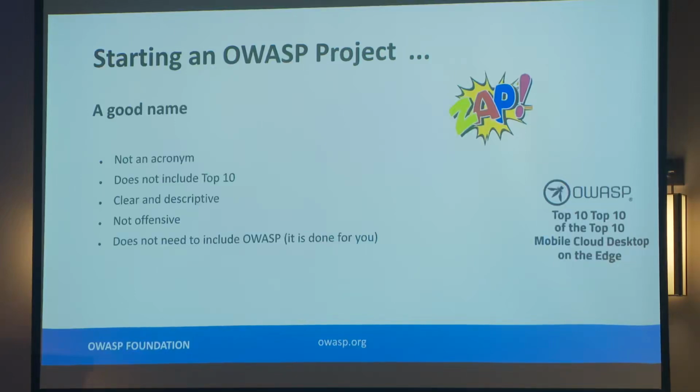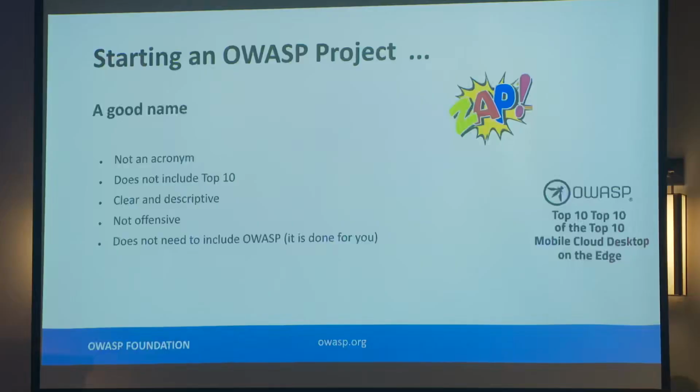Not a good project name. But you want to be clear and descriptive, definitely not offensive. A lot of people like to play with leet speak and throw in a whole bunch of numbers instead of letters. Believe me, I can read those too now. And it does not need to include OWASP when you're applying for this project name. I will put OWASP in front of it. It's not required to put it on the form.